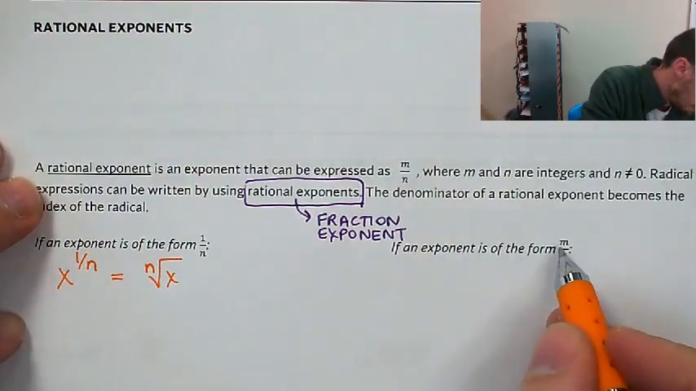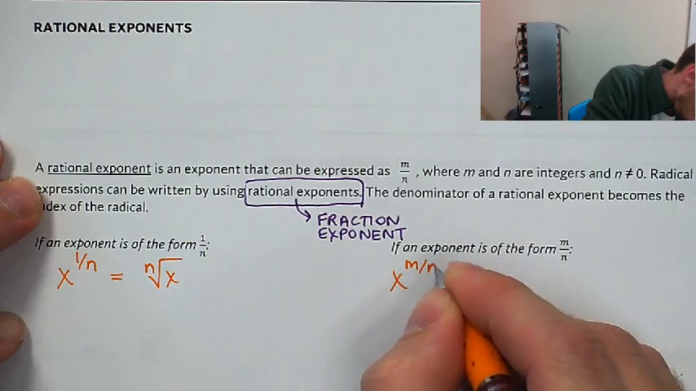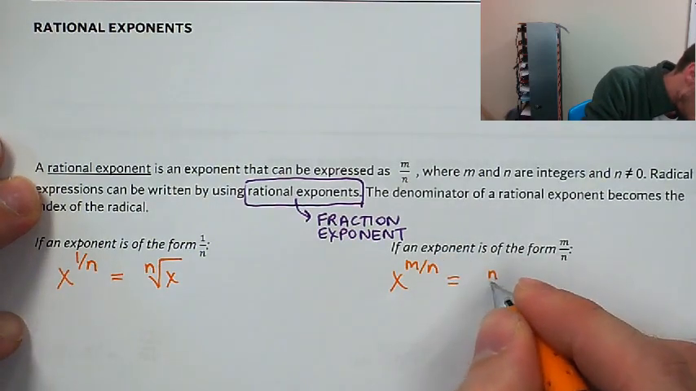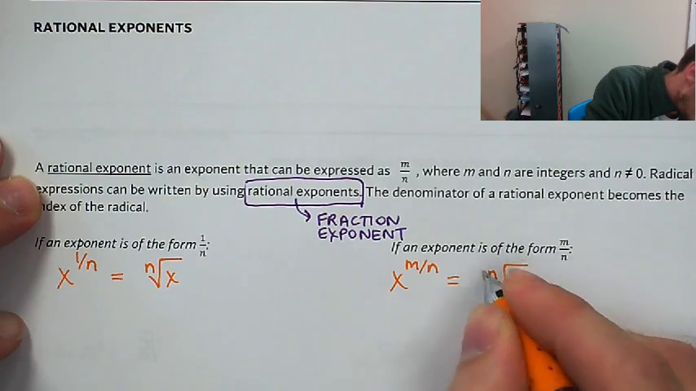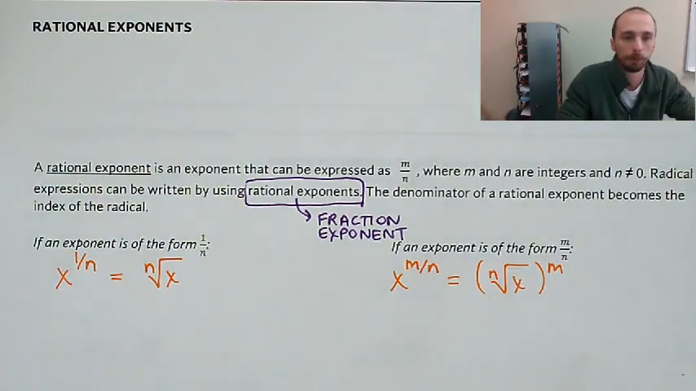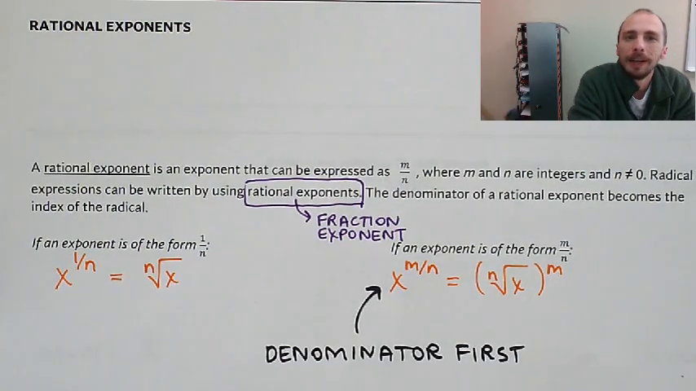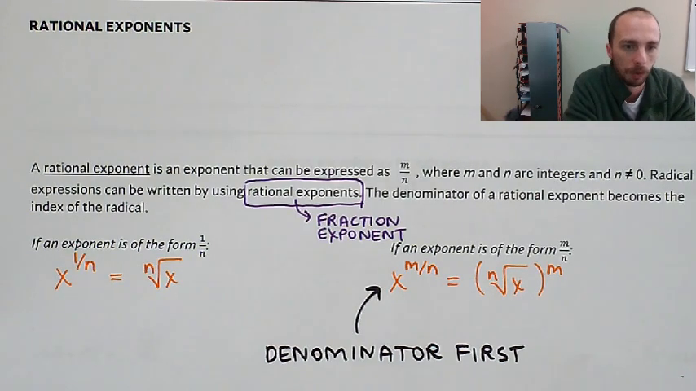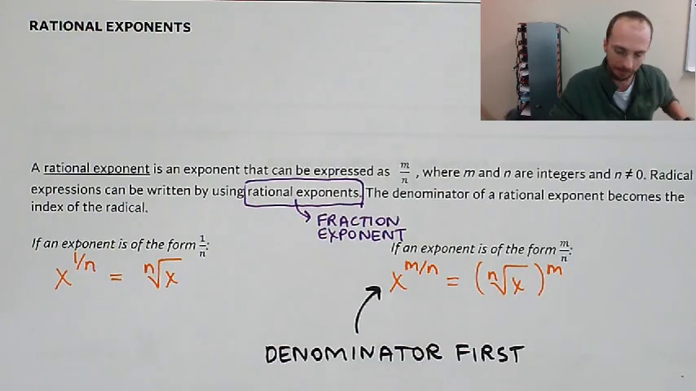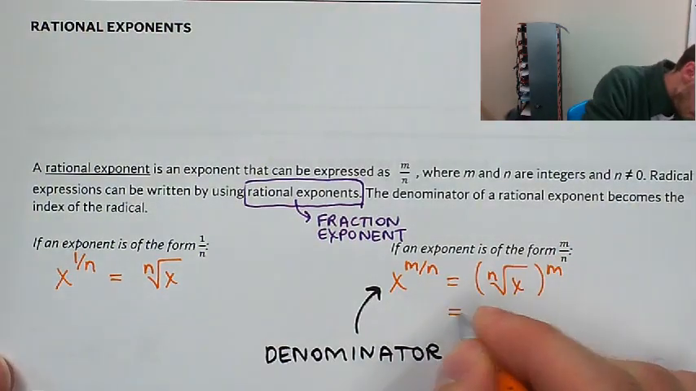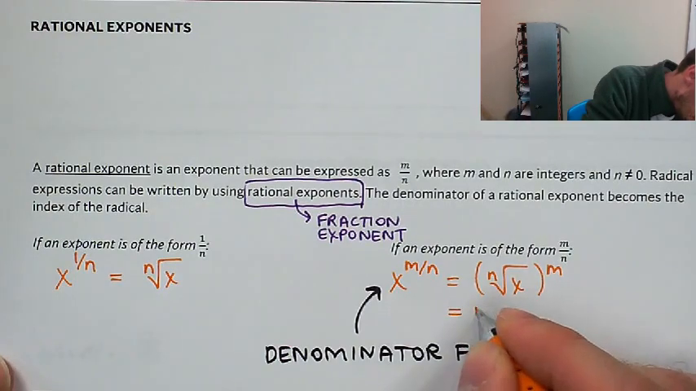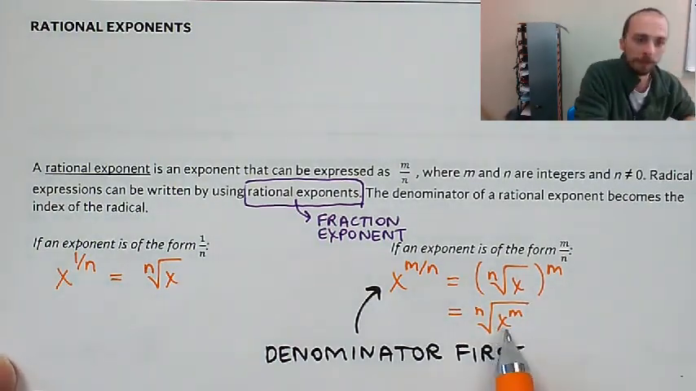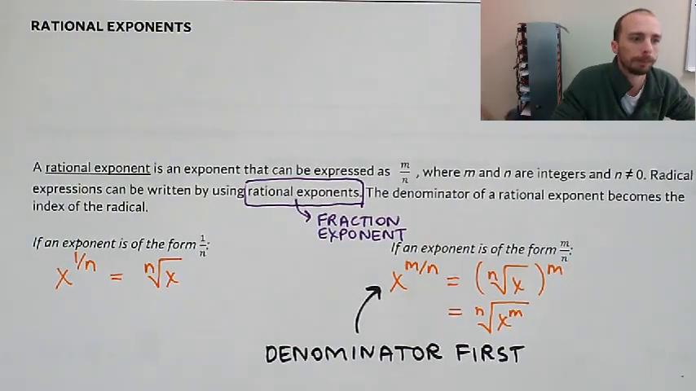But if an exponent is of the form m over n, I'm going to recommend that you look at this as the nth root. Deal with the denominator first: the nth root of x, taken to the m power. My advice to you is always going to be to deal with the denominator first, and I'll show you in the next example why you need to take the root before taking the power. That said, this is the same as the nth root of x to the m, but that is going to be harder to compute. So let me just show you what I'm saying.